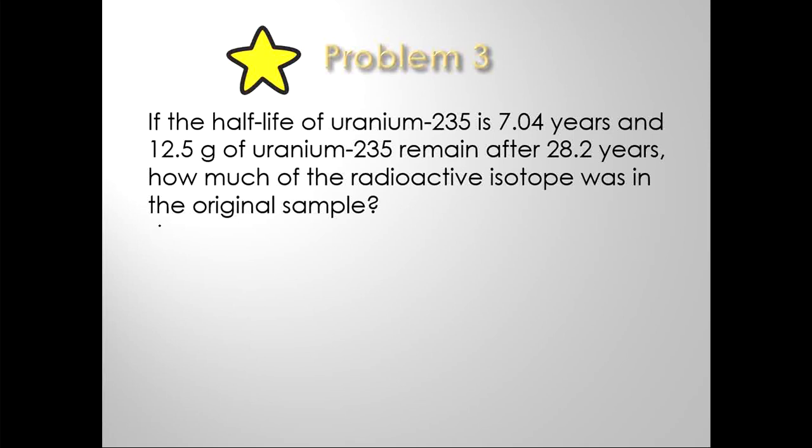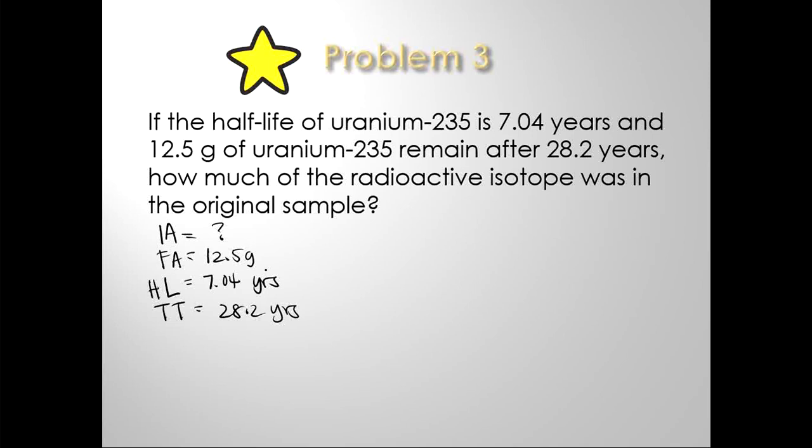So again, let's go ahead and fill out the information that's given. I'm going to abbreviate initial amount as IA, final amount FA, half-life HL, and total time TT. Okay? So it says half-life is 7.04 years, and that 12.5 grams remains after 28.2 years. How much was in the original sample?